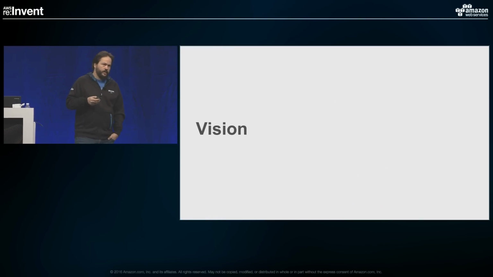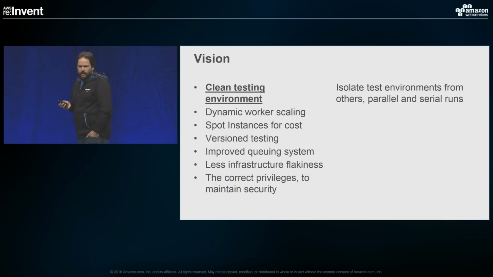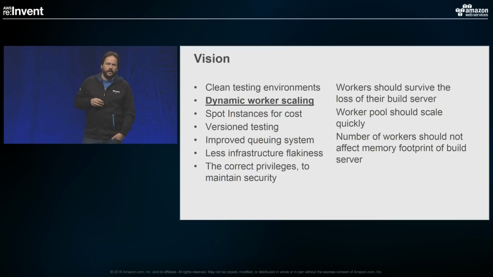So our vision for a new CI system last year was the following. We wanted to have clean testing environments. You need to isolate your test environments from others, for parallel runs if you're running multiple tests on one box, as well as serial runs if you've run other tests beforehand. If you give your developers the amount of latitude that we do, you will find that they can change almost anything on the host without realizing it, and it's almost impossible at times to get it back to a clean state.